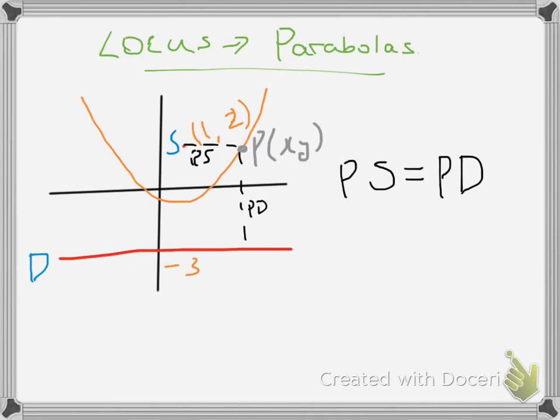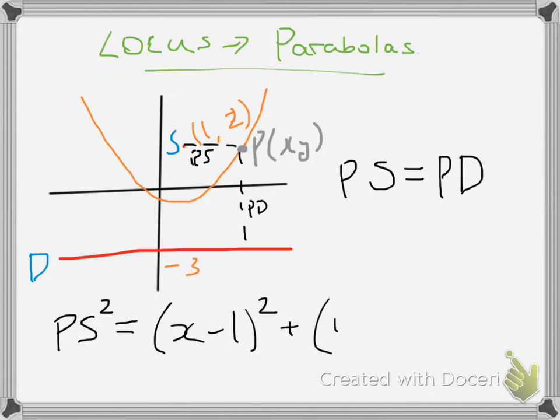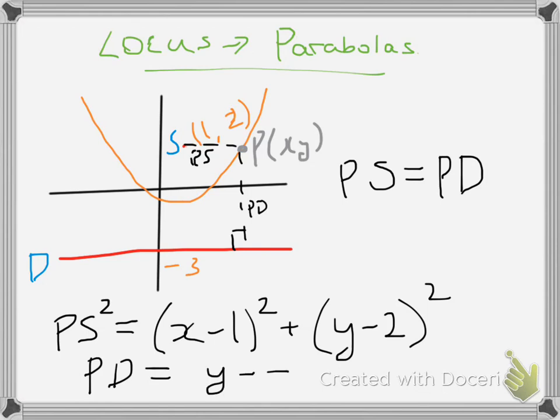Firstly, we'll do PS, and just for the sake of making it easier on myself, I'm going to do PS squared. So PS squared equals the change in x squared plus the change in y squared. And PD, because it's the perpendicular distance from the point to the line, is just the change in y. So it's just y plus 3.